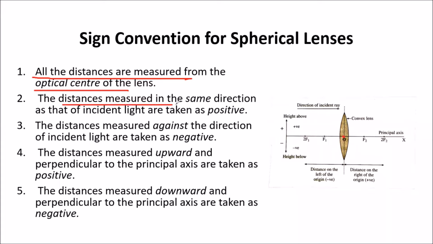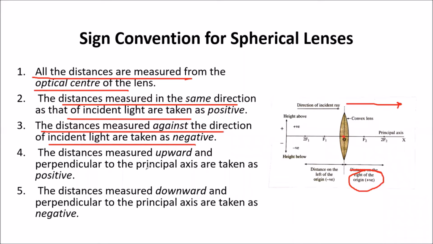The distances measured in the same direction of incident light are taken as positive, which means usually we keep the object on the left side. So if you're going to the right side, all the measurement will be taken as positive. You can see here. And next one, the distances measured against the direction of incident light are taken as negative. So if we are keeping the object on the left side, light is going from left to right, then if we are measuring object distance, it's going to be negative.